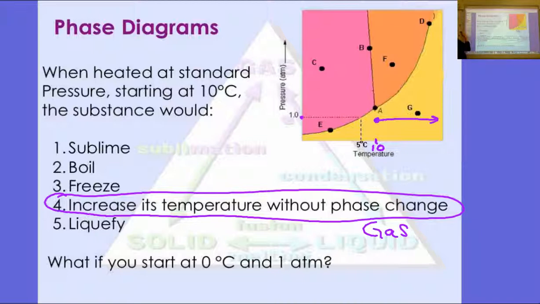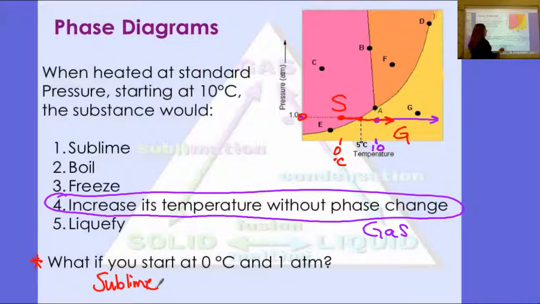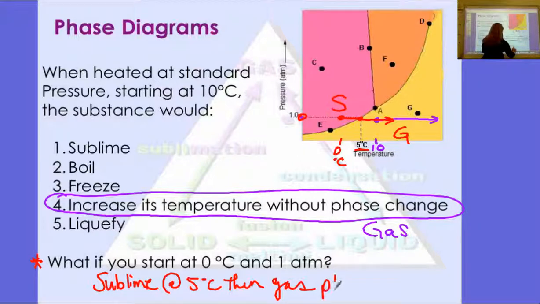Again, part 2. What if you start at 0 degrees Celsius and 1 atmosphere? Still starting at 1 atmosphere, but now I'm at 0 degrees Celsius. That would put me about here on the graph. When I increase my temperature now, I'm going to hit this line. What does this line do right here? I'm changing from the solid to the gas phase, solid to gas. It's going to sublime. Being specific, it's going to sublime at 5 degrees Celsius. Then it will continue on in the gas phase.